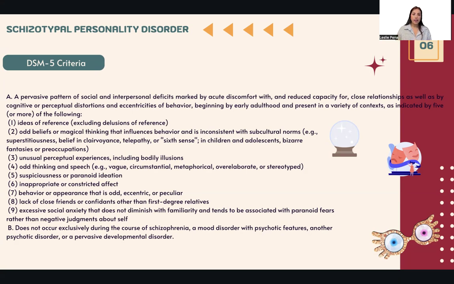Suspicious or paranoid ideation, inappropriate or constricted affect, behavior or appearance that is odd, eccentric or peculiar, lack of close friends or confidants other than first-degree relatives, and excessive social anxiety that does not diminish with familiarity and tends to be associated with paranoid fears rather than negative judgments about self, which is another key feature because we're going to talk about somebody who does have that. And it does not occur exclusively during schizophrenia, a mood disorder with psychotic features, or any other psychotic disorder.